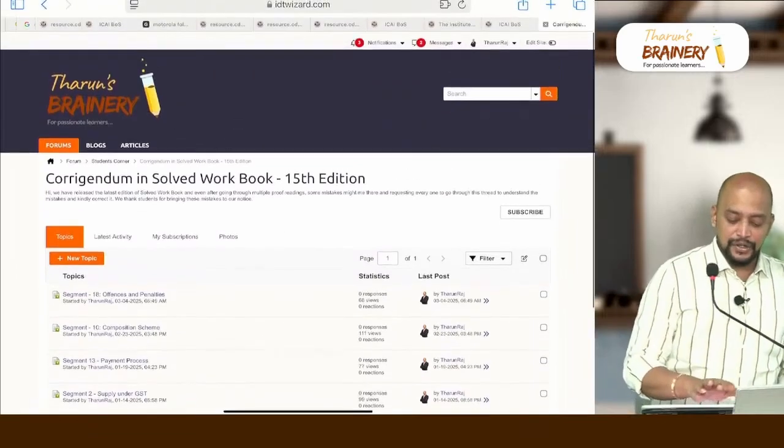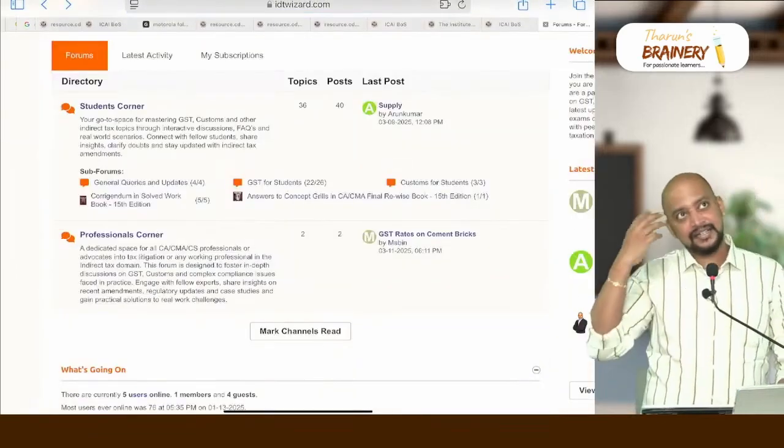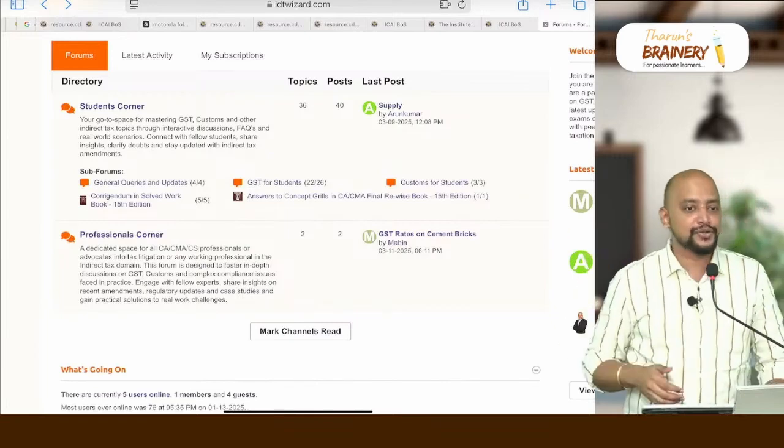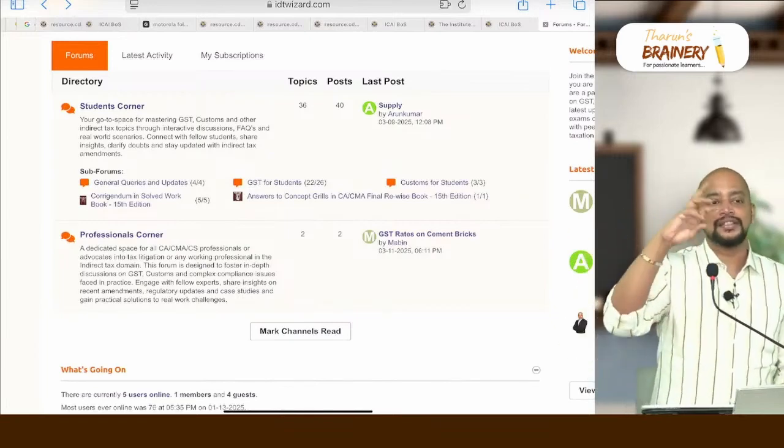Even when you have any query, whenever you are free, you can go through the queries posted by other students also, so that you will know, okay, this is the answer for this.